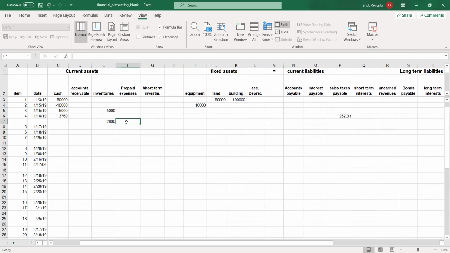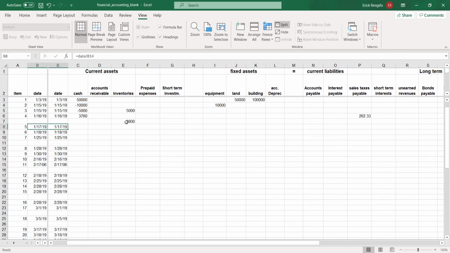Let's do number 5. So now I will buy merchandise again, but in this case, I will buy not only cash, I will buy part in cash and part in credit, okay? I will pay the remaining part in 30 days with no interest. So first of all, inventories. How much am I buying in inventories, guys? 17,000. Exactly.